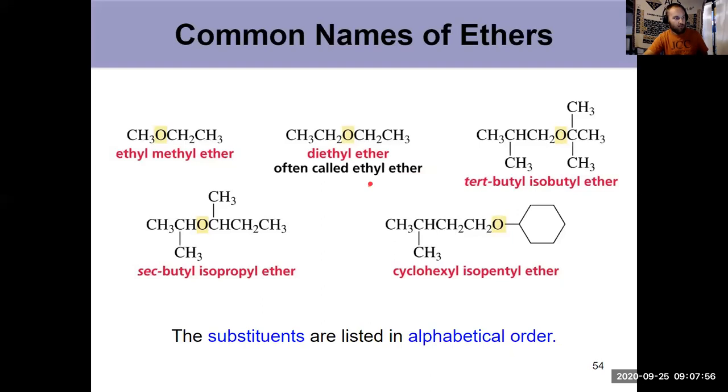If they're different, then you just put them in alphabetical order, right? Ethyl methyl ether or sec-butyl isopropyl ether, remembering that here sec-butyl comes first because B in butyl comes before I. Okay? Cyclohexyl isopentyl ether. Not hard to do the common names. Right? So know both of those.